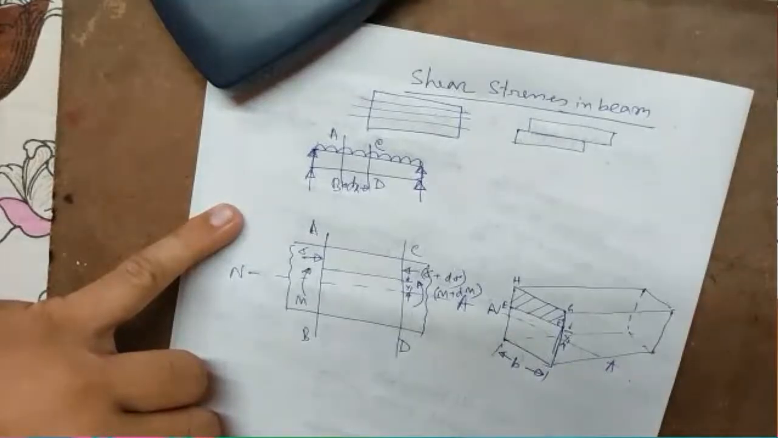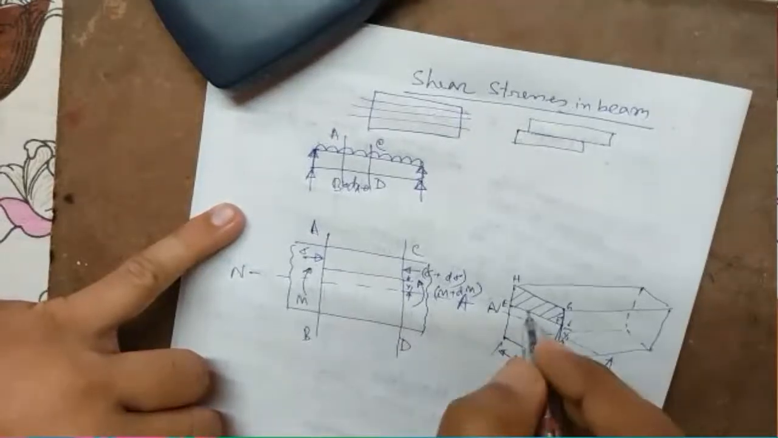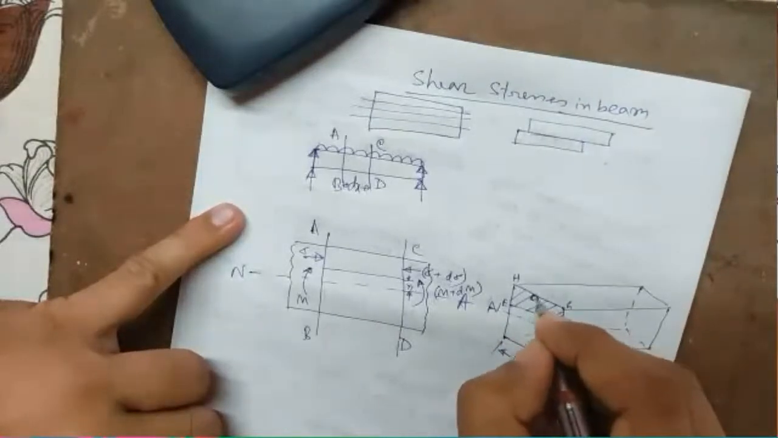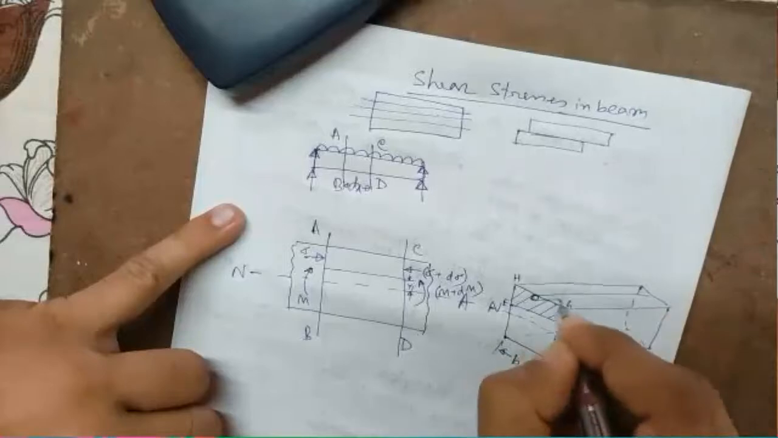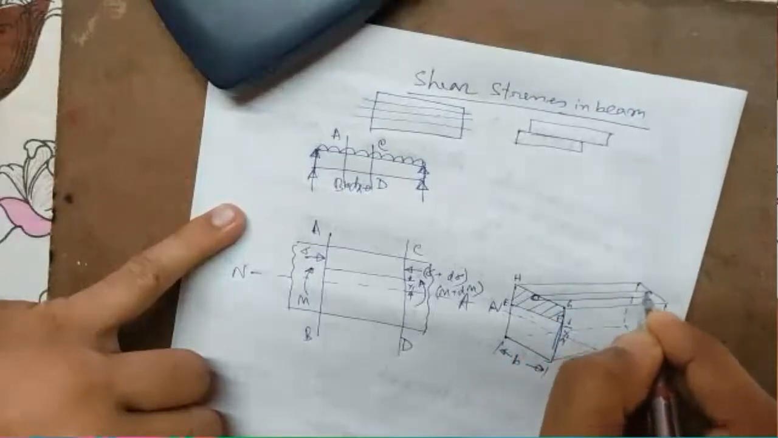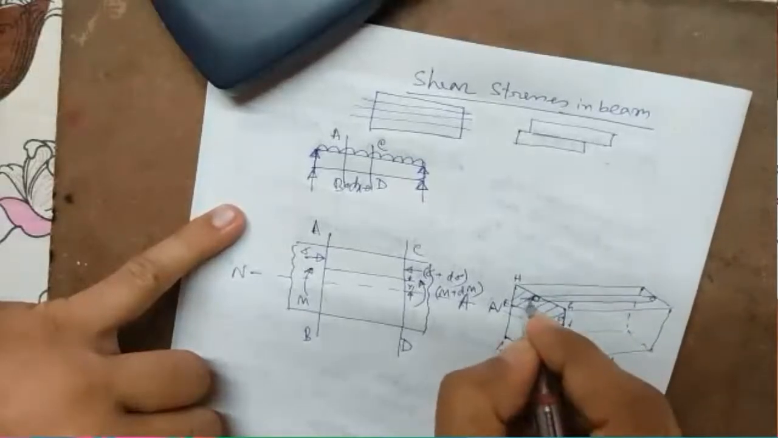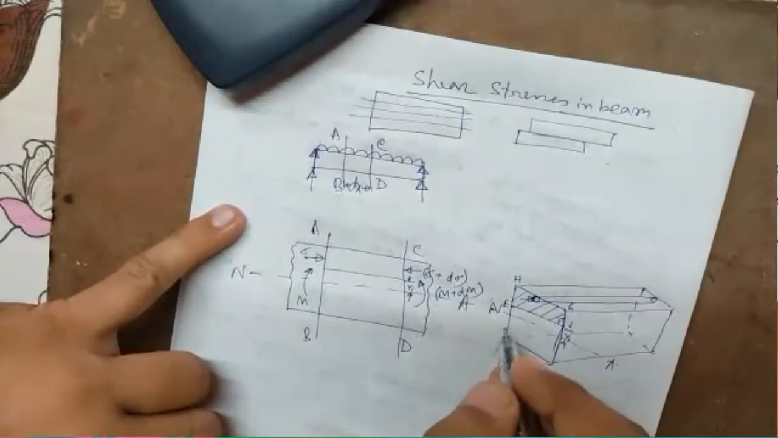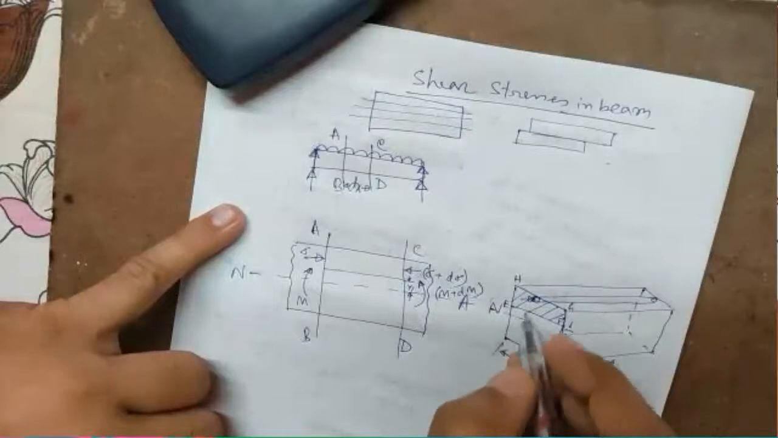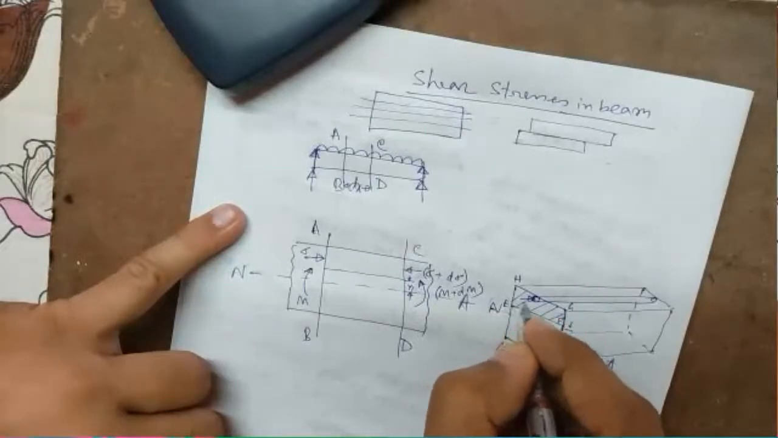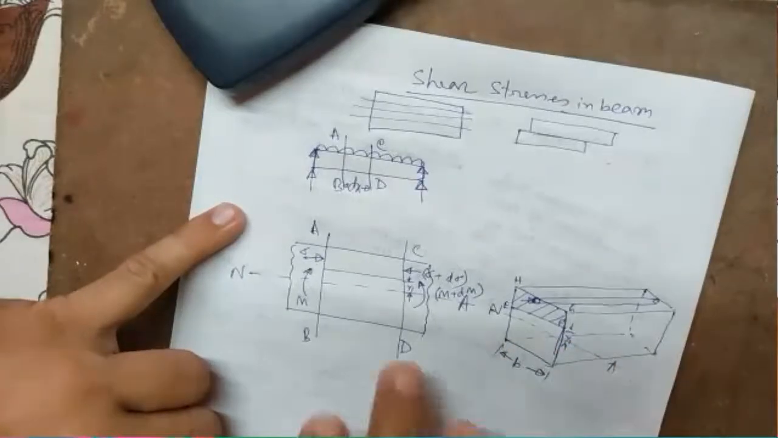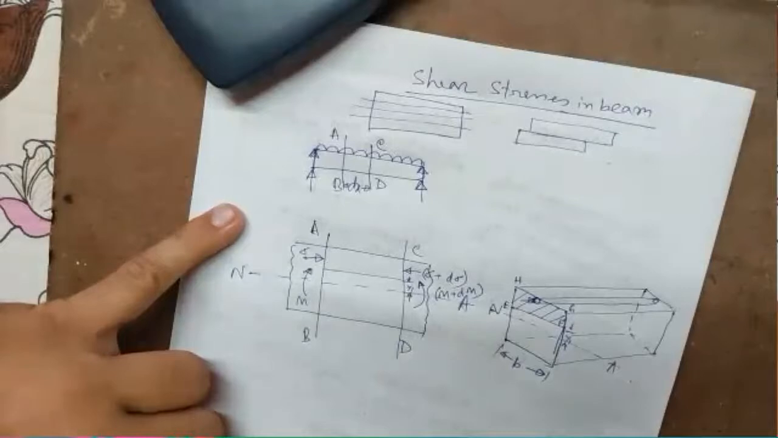Now, if we take a cylindrical object, then at this point the stress will be sigma, and if the cylindrical area is dA, we will discuss later. Slowly we will advance.